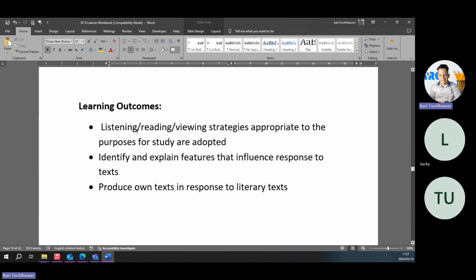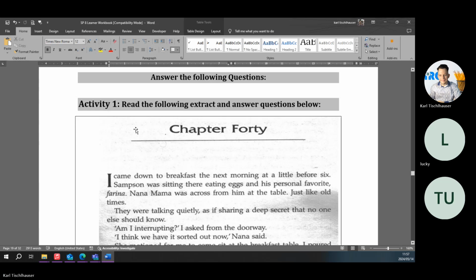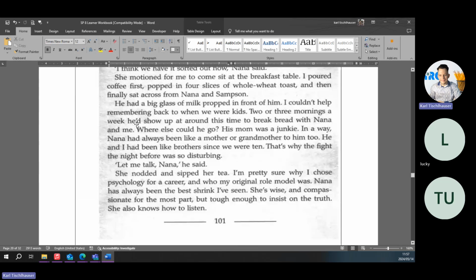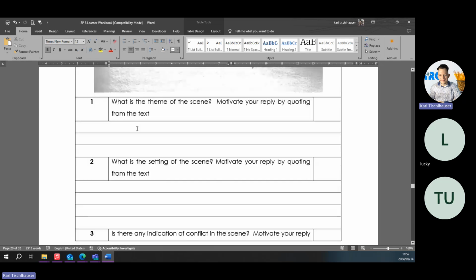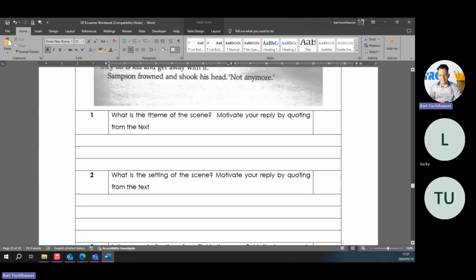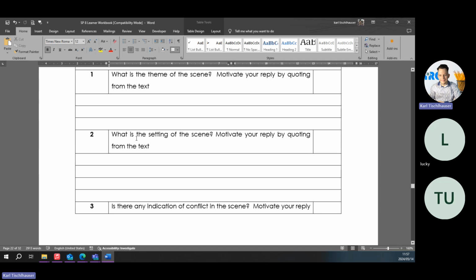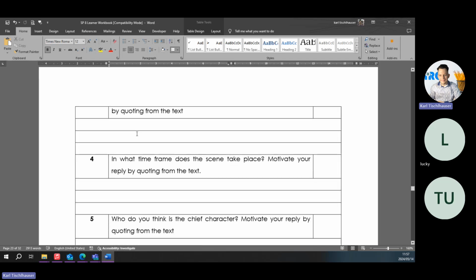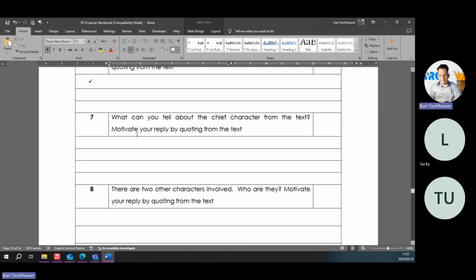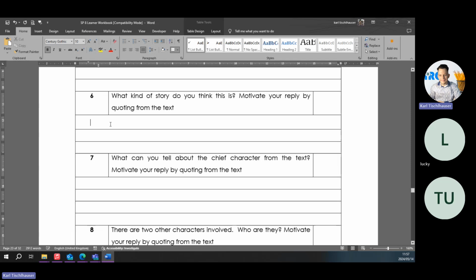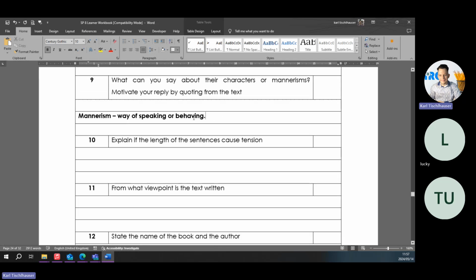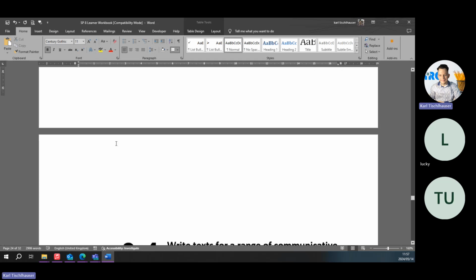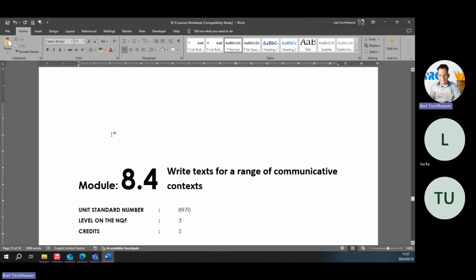Let's go to 8.3. So in 8.3, they give you an article, it's an extract from a story, and then they ask you questions on the story. So it says, what is the theme of the scene? I'm not going to go through the questions because this is going to be very much related to the text. It's not a problem. I'm sure you guys can manage it. I don't know why this is here. I'm going to keep going to the next section. 8.4.